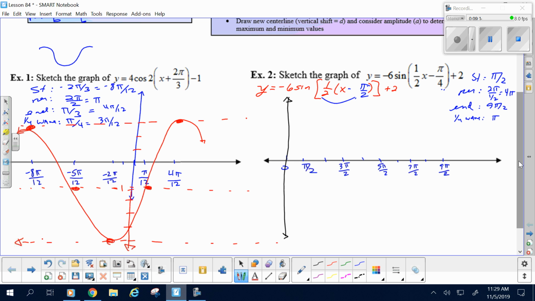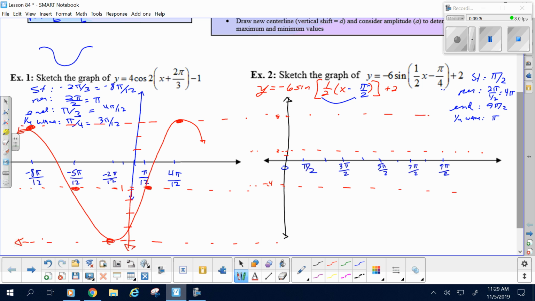What's the vertical shift, or the center line, of the graph? 2. And what is the vertical stretch or amplitude? 6, so it goes to a max of 8 and to a min of -4.